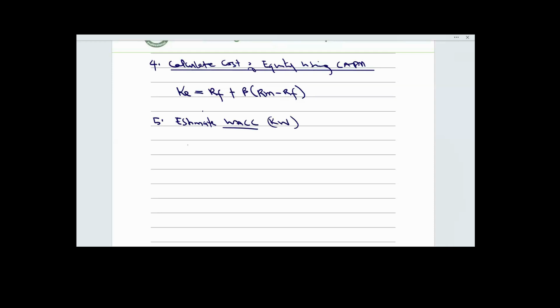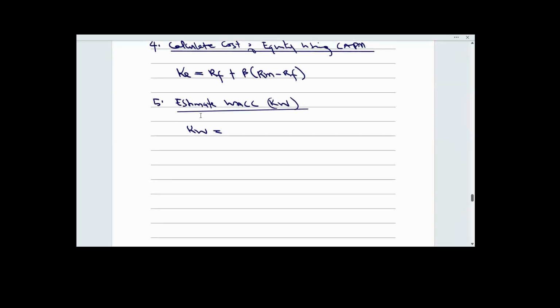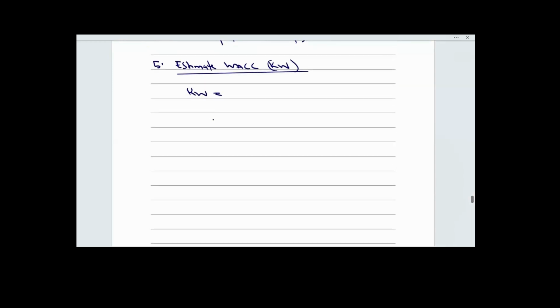So WACC is equal to, of course, under project specific, it is assumed that the company is financed with both equity and debt, nothing like preference share. So here will be equity value divided by equity plus debt, multiplied by cost of equity, plus debt value over equity plus debt, multiplied by cost of debt, 1 minus tax.